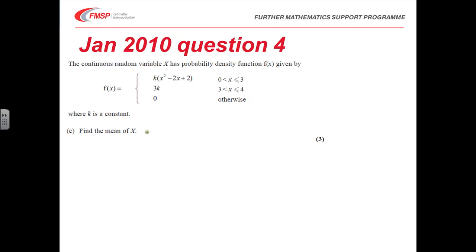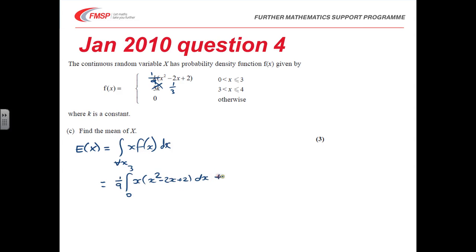So we're then asked to find the mean of x. The mean of x is the expectation, and that is the integral over all values of x times f(x). And of course we know that k is 1/9, so we can change that in the question. So we're left with integrating 1/9 from 0 to 3 of x times x squared minus 2x plus 2, plus the integral from 3 to 4 of x over 3 dx, and calculating that through.